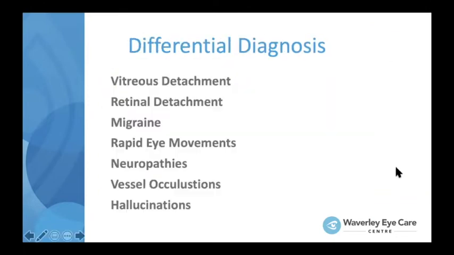If we talk about differential diagnosis, when a patient comes in and tells us they have symptoms of flashes or floaters, there's a list of conditions that we are thinking about and going to try to rule out. But today, I'm going to be focusing on the top two. The first one is vitreous detachment, and the second one is retinal detachment. These are the two most common and the most concerning ones when we think about flashes and floaters, and that's what I'm going to be focusing on today.